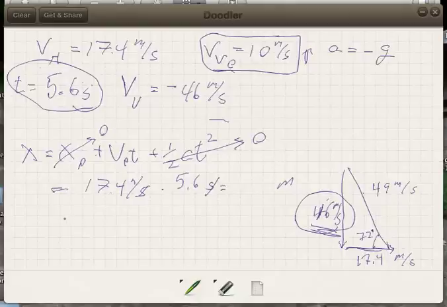Right? We could estimate it with, how about we round one up and one down, 17 times 6 is reasonably close, and we get about 100 meters. So that's about the distance that the rock moves forward on the ground. It's the distance from the base of the cliff that the rock lands.